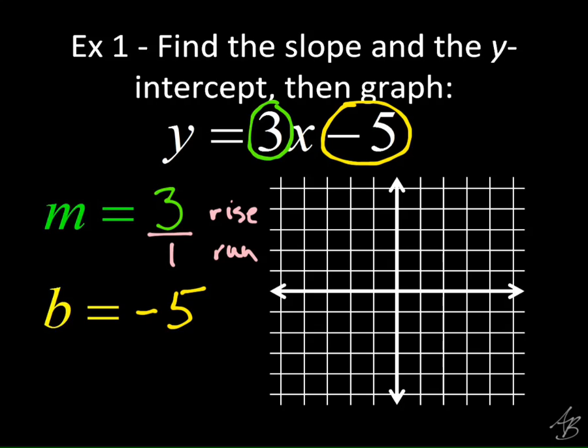-5 on the y-axis. Yeah, so the y-axis is the vertical axis. So we're going to go down to 5, down to -5 there. And there's your y-intercept.